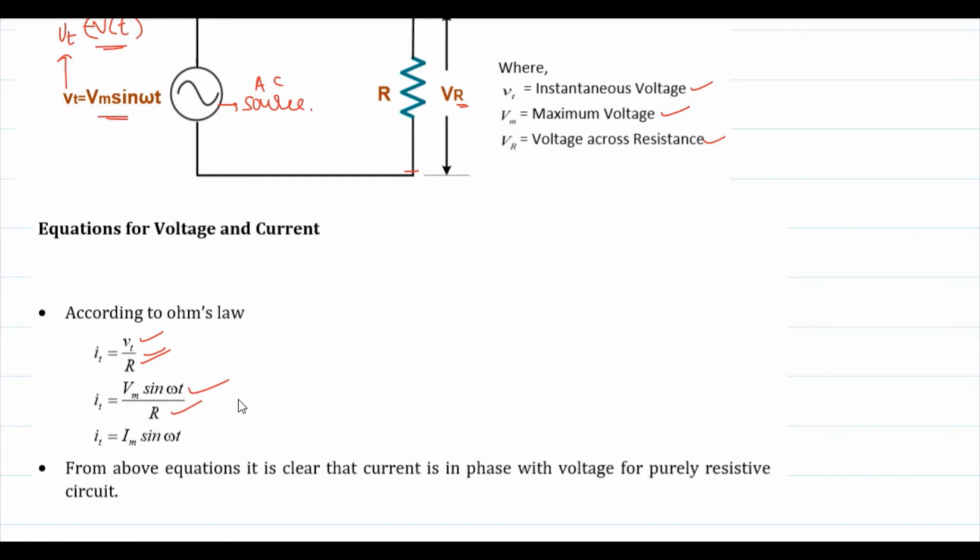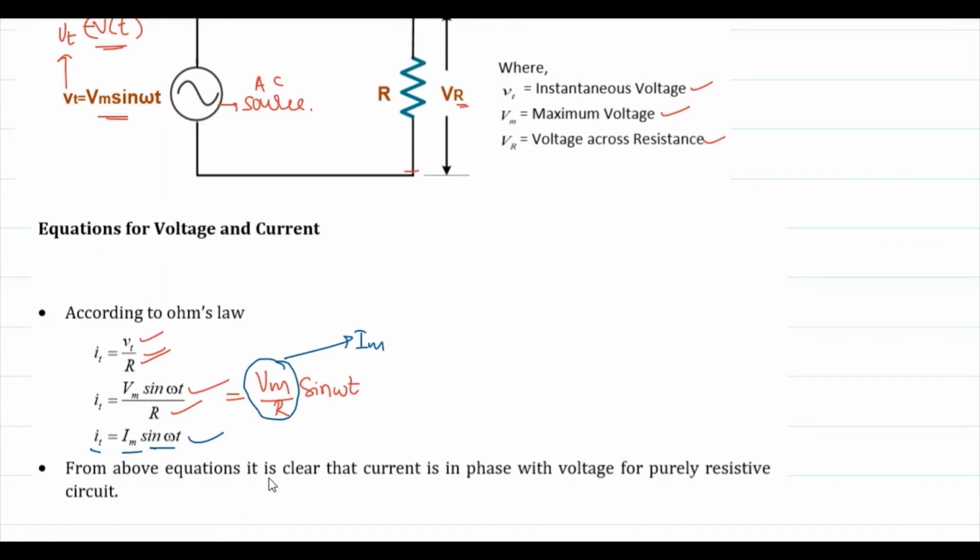Now, sin omega t is the only wave term, and other than this, Vm by R is a magnitude. Maximum voltage divided by resistance actually gives the peak current, which I can write as Im. So from this calculation, we can write the instantaneous current as i(t) equal to Im sin omega t. This represents the instantaneous current at that time where the voltage drop is across the resistance.